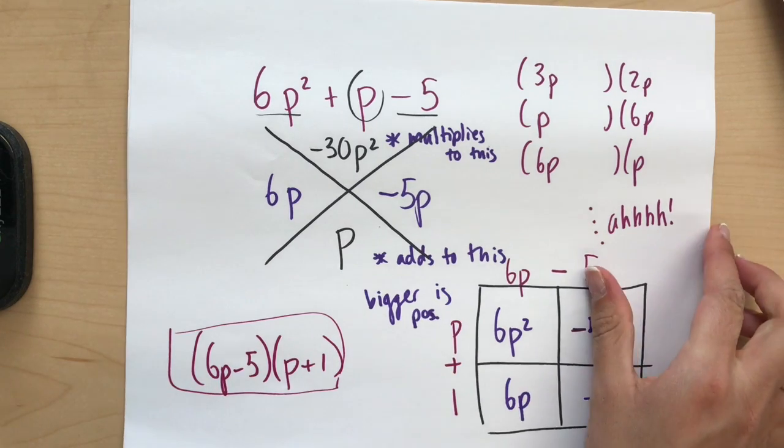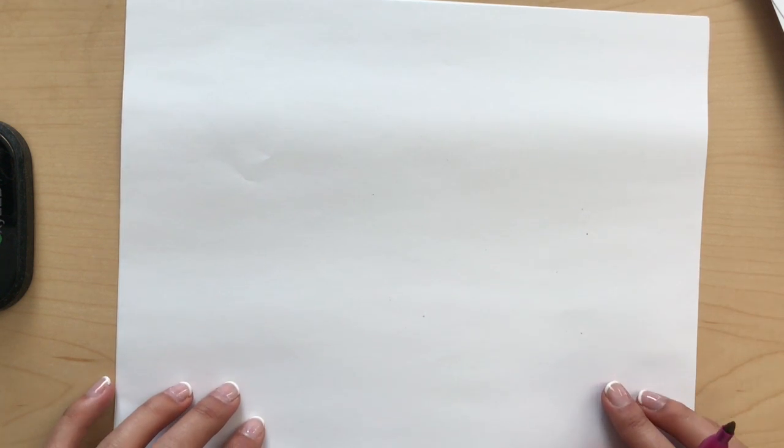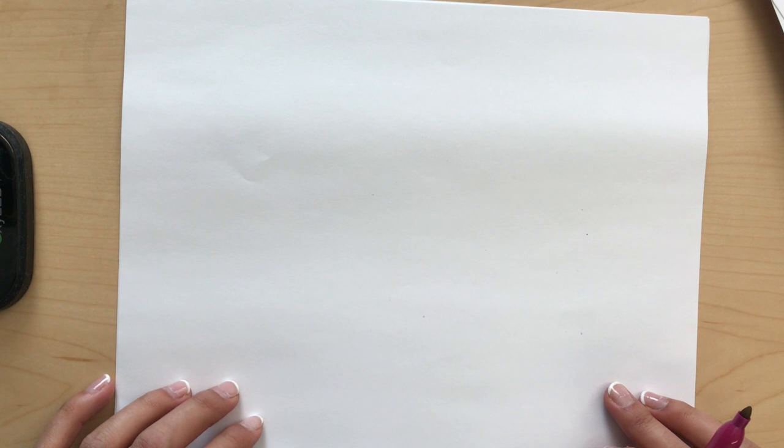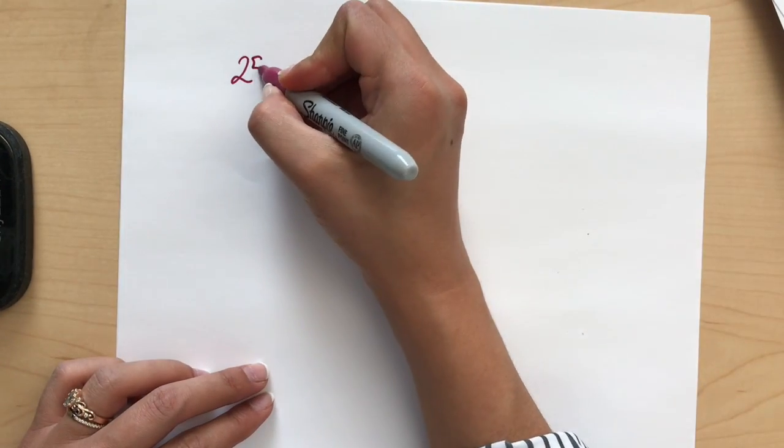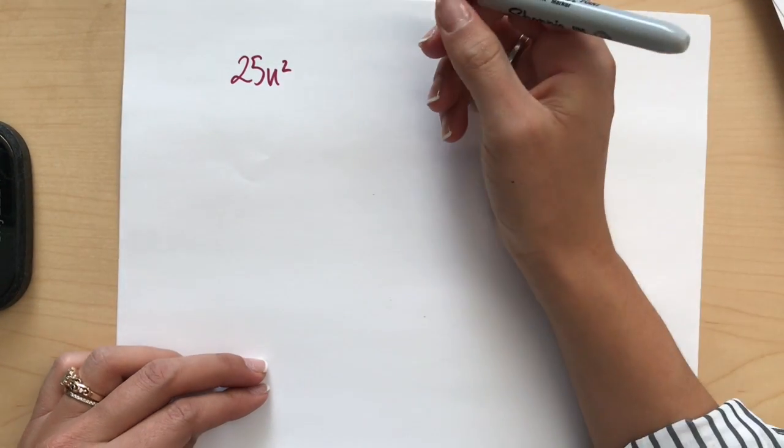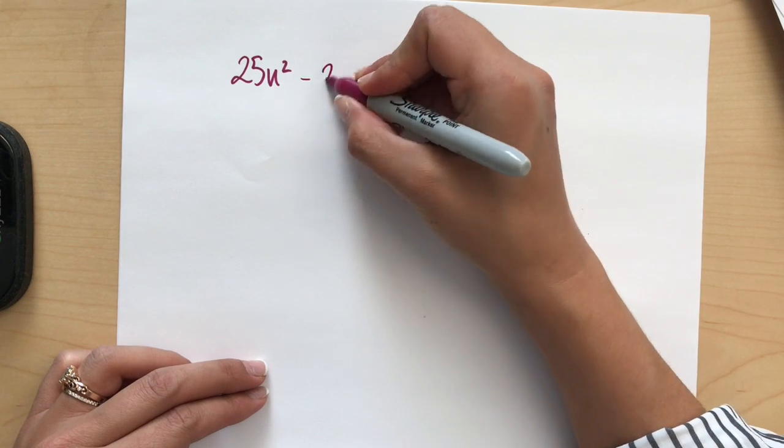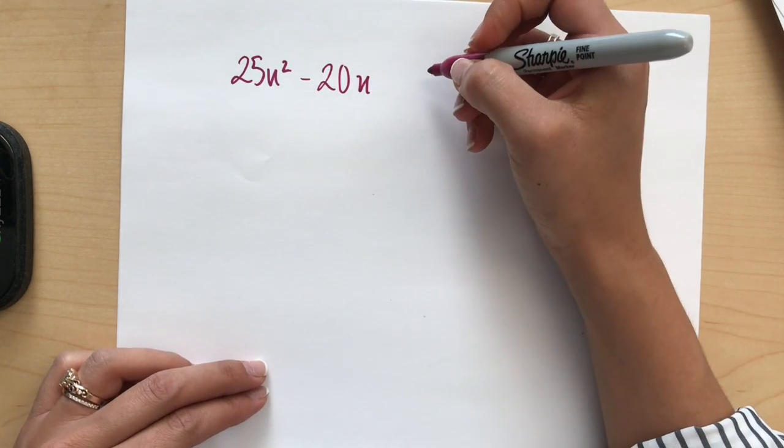So this is a surefire method of factoring this, and it's a little bit easier than a trial and error method. It's something similar to European factorization if you've seen European factorization before. We're going to move on to another example here. Suppose we have 25u squared, and then I'm going to take a minus 20u.